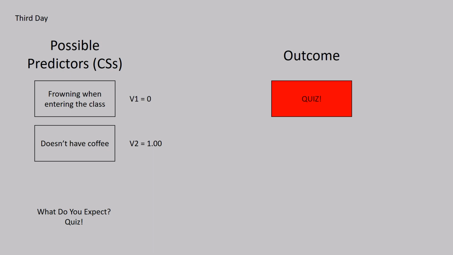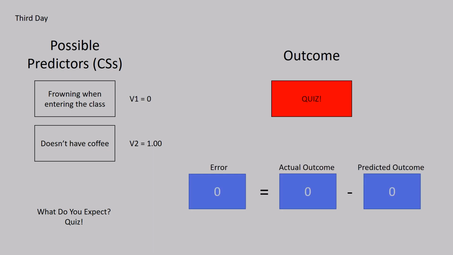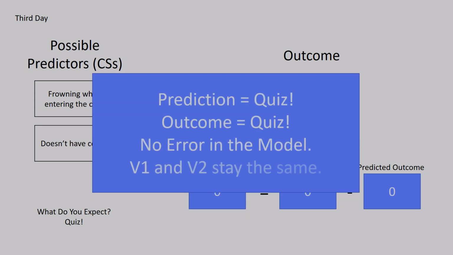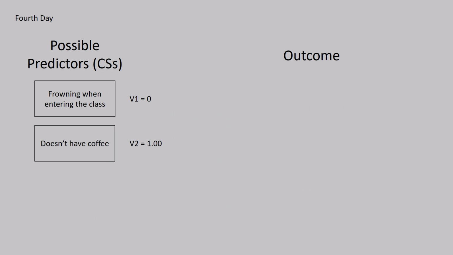Then the third day, we have frowning when he enters the class. He doesn't have coffee. So what do we expect here? We expect that there's going to be a quiz because V2 is equal to 1. And so the outcome is, yes, there is a quiz. So there is no error in our model because we predicted a quiz and the outcome was a quiz, which means that V1 and V2 are going to stay exactly the same.